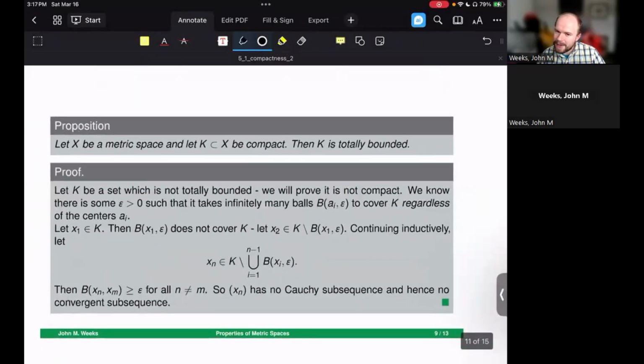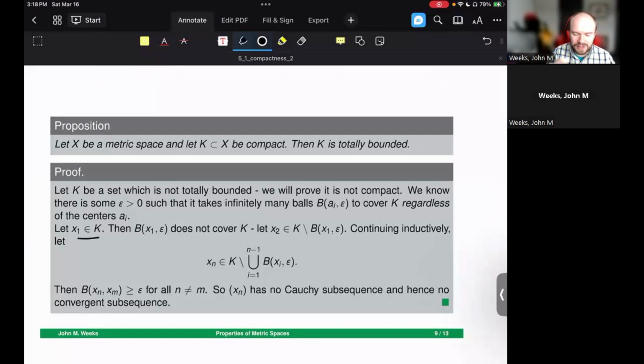The neat thing is that compact spaces in metric spaces have this notion of totally bounded. So in fact, not only are they closed and bounded, it turns out that they're totally bounded as well. We'll show this by taking a set which is not totally bounded and showing that it is indeed not compact. Remember, not totally bounded means that we can find some epsilon, some radius for our balls, so that it takes infinitely many of them regardless of how we arrange them. So let's show that we can get a sequence that does not have a convergent subsequence. Let's see if we can do it.